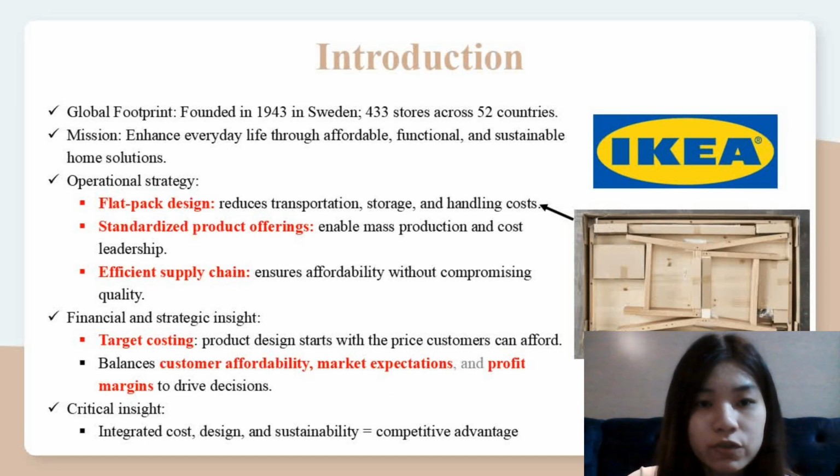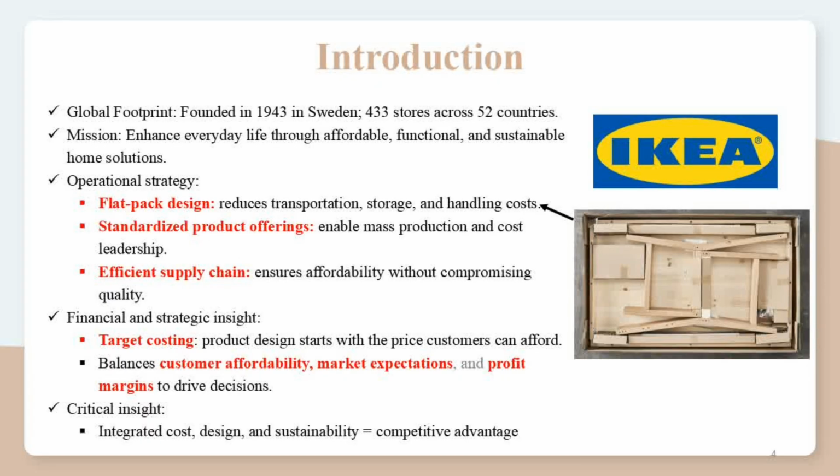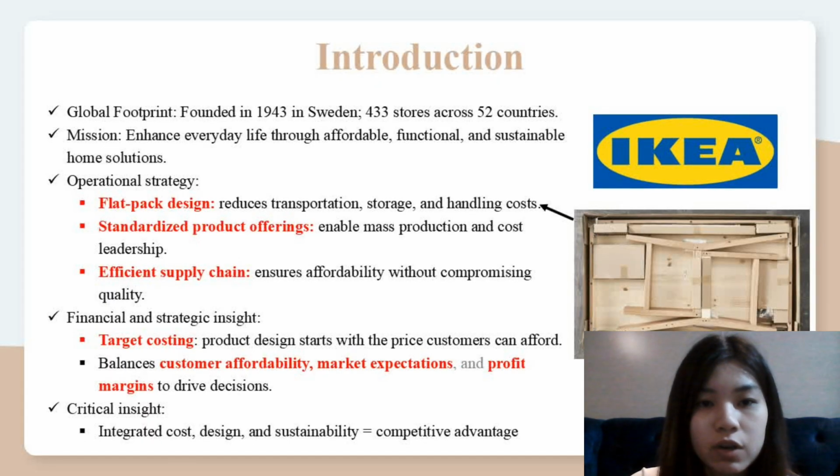So IKEA achieved cost efficiency through several strategies. First is its flat pack design, which reduces transportation, storage, and handling costs. And this picture shows what IKEA flat pack design looks like. Next is standardized product offering that enables mass production and cost leadership. Third, an efficient supply chain that ensures affordability without compromising quality.